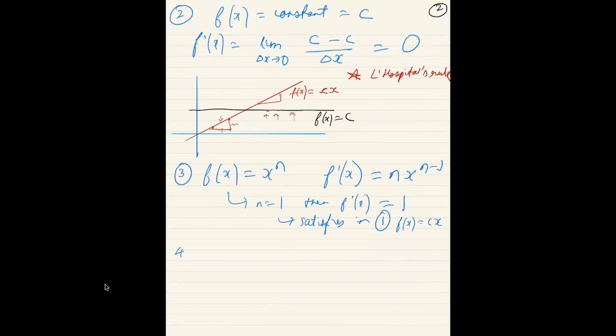And you can also think of what happens, well, instead of f of x, if I had c multiplied by x to the power n, then f prime of x would be n c x to the power n minus 1.